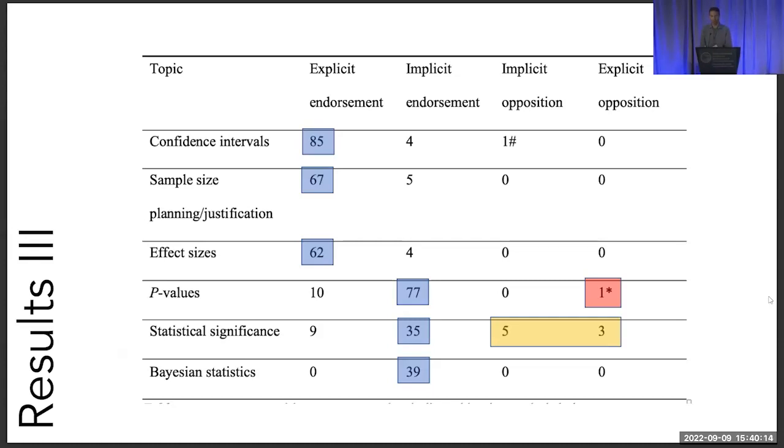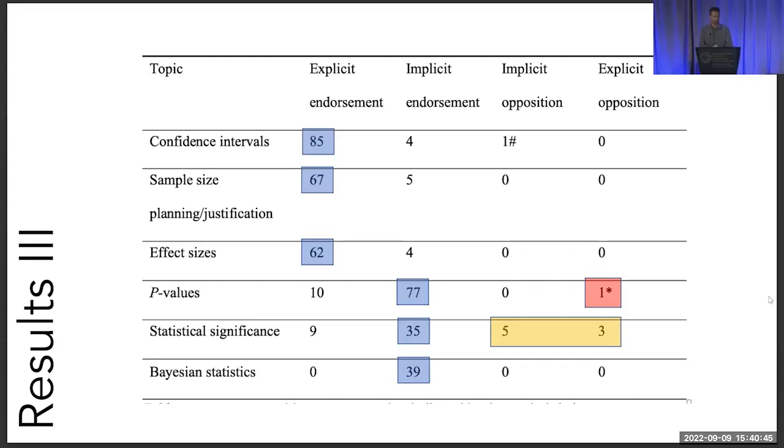So by explicit endorsement, we meant a journal advises or instructs authors to use a particular method whenever possible or appropriate. By implicit endorsement, we mean a journal provides advice on the method, which implies endorsement, but it does not explicitly advise that the method should be used. Implicit opposition was when a journal advised that they would prefer that a method is not used, but they did not explicitly rule it out. And then finally, explicit opposition was when a journal advised that a method should not be used.